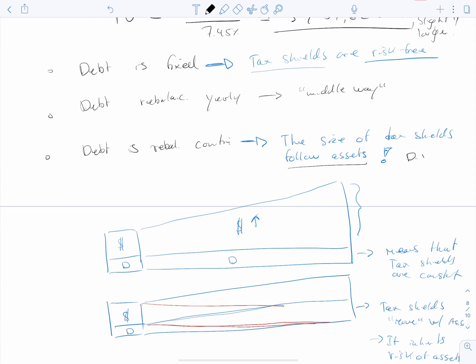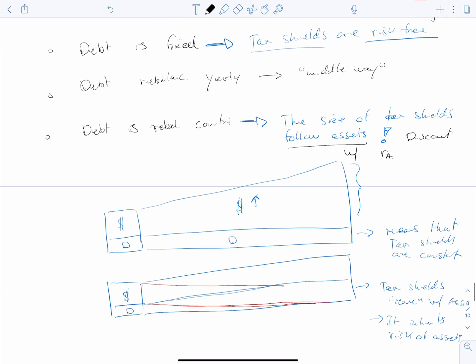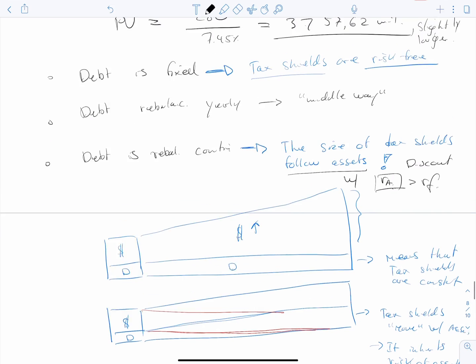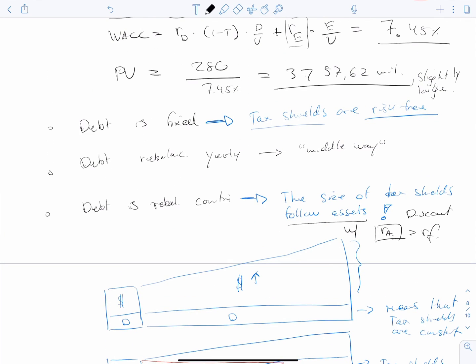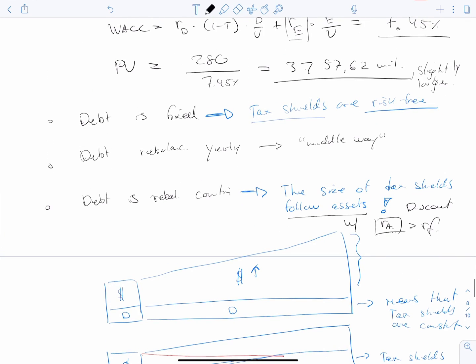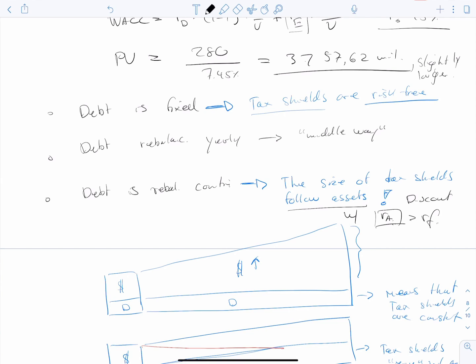You discount with return on assets. When you discount with return on assets, value goes down, right? Because return on assets, the cost of capital of assets, is higher than the return on risk-free. Okay, and I'll write some of this in plain English on the virtual whiteboard in a second.